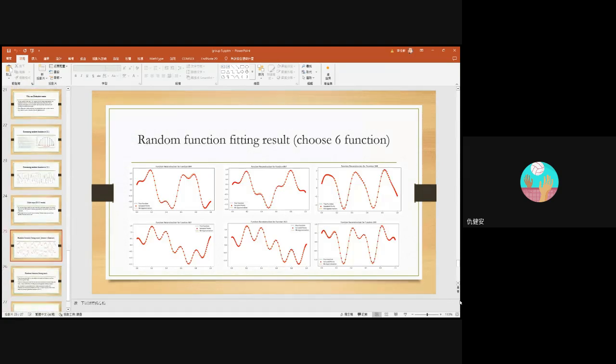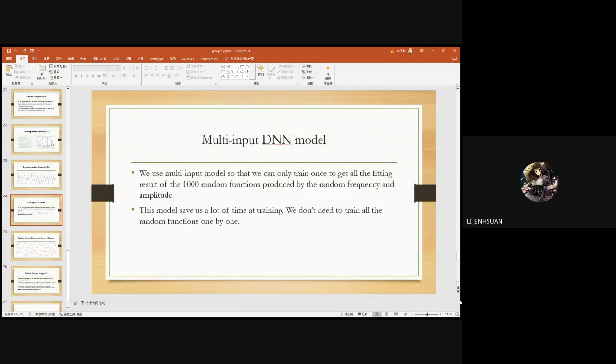So we designed a multi-input DNN model to improve training efficiency. This model allows us to feed up to 1,000 random functions in one training session, significantly reducing overall training time.